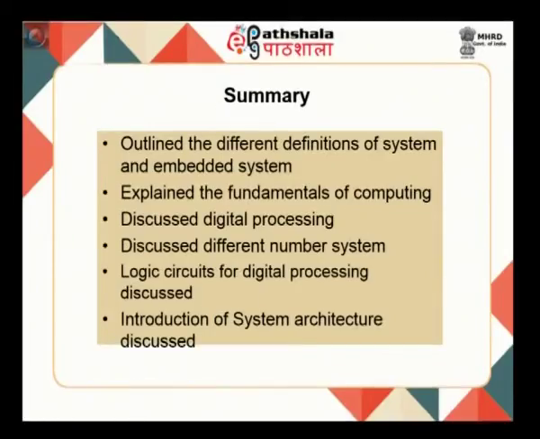In this lecture, I have gone through the different definitions of the system, explained what an embedded system is, and we have gone through the fundamentals of computing. We discussed slightly about digital processing, and the different number systems were discussed. The different logic gates used for digital processing were also discussed. Digital circuits are nothing but circuits made using logic gates, so I can also call them logic circuits for processing the number bits. Introduction to the system architecture is also covered in this lecture.